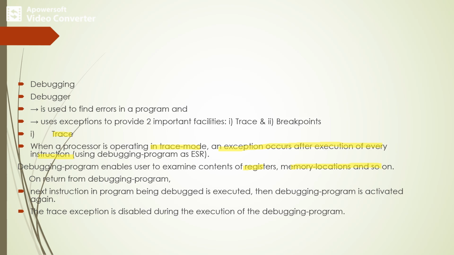After the processor returns from the debugging program, the next instruction in the main program is executed and the debugging program is activated again. During the execution of the debugging program, the trace exception is disabled. Trace mode operation is also known as single stepping.